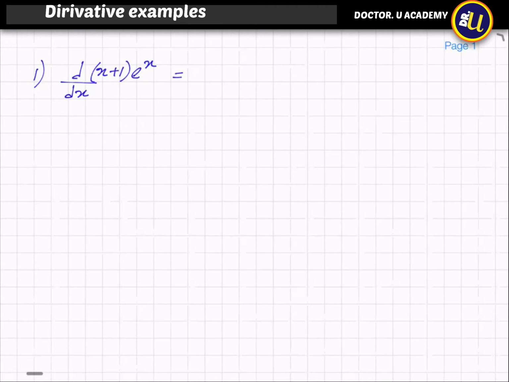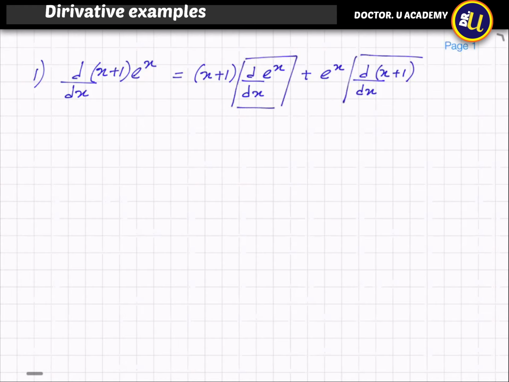Okay, so in this example, we see two functions, x plus 1 and e^x. So what we will do is we will use the product rule. If you use the product rule, it is x plus 1 times d/dx of e^x, plus e^x times d/dx of x plus 1. Then we have to understand this block and the block over here.